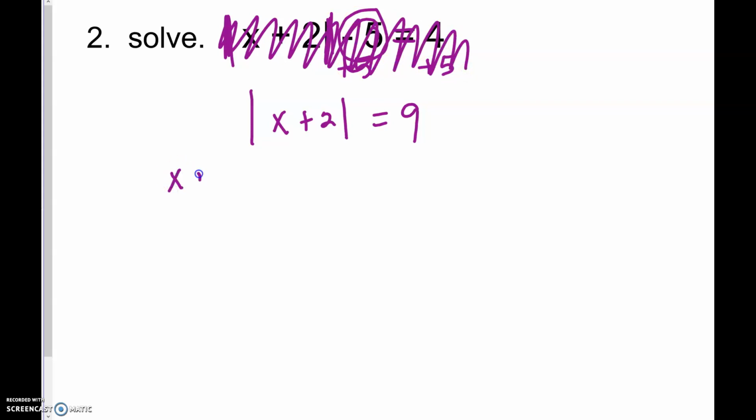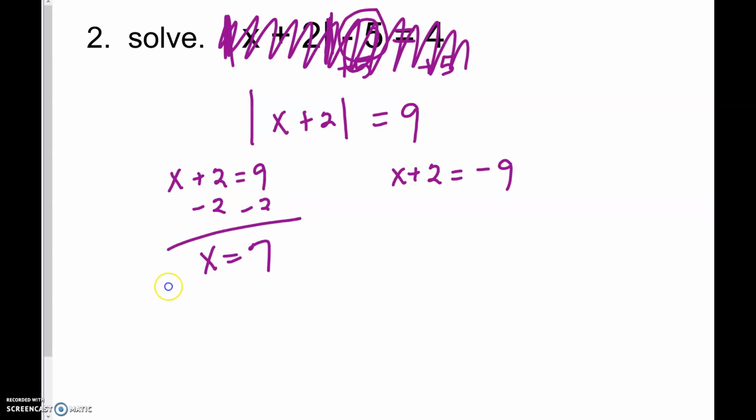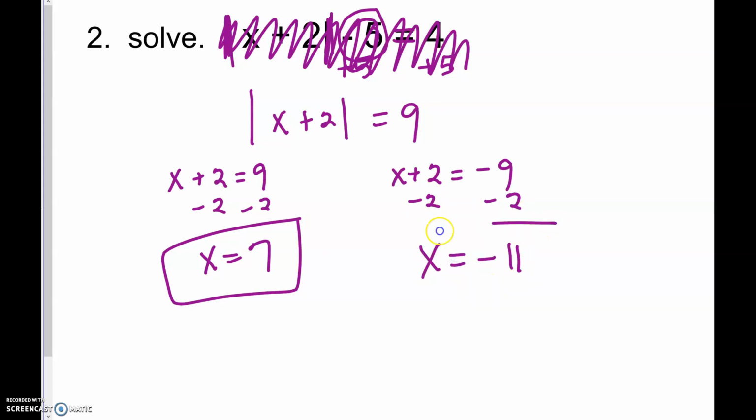So we have x plus 2 equals 9. And then the second case would be x plus 2 equals negative 9. Do not go back to that original problem. Subtract 2, subtract 2. So x equals 7 is one solution. And subtract 2, subtract 2. So x equals negative 11 is another solution. So 7 and negative 11.